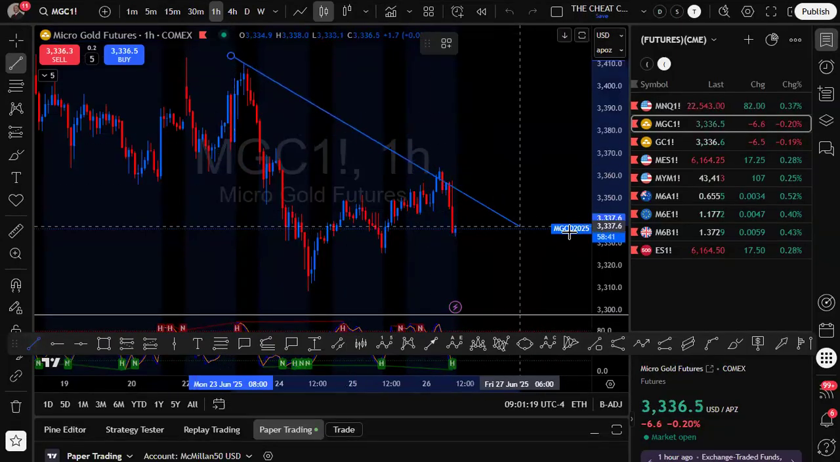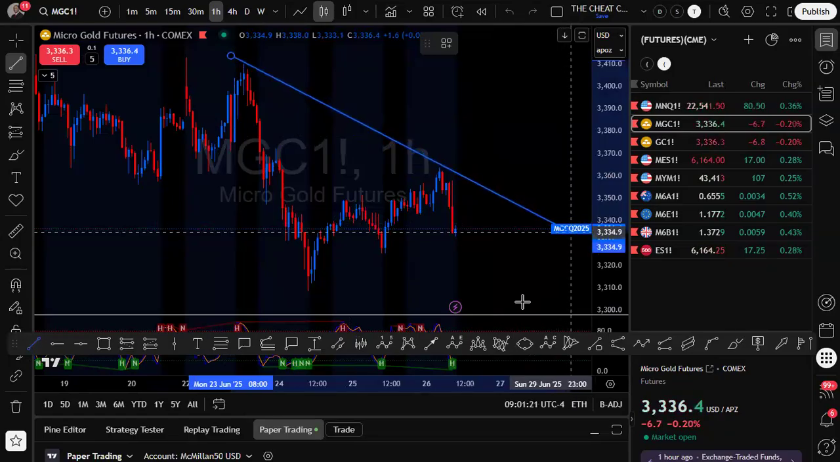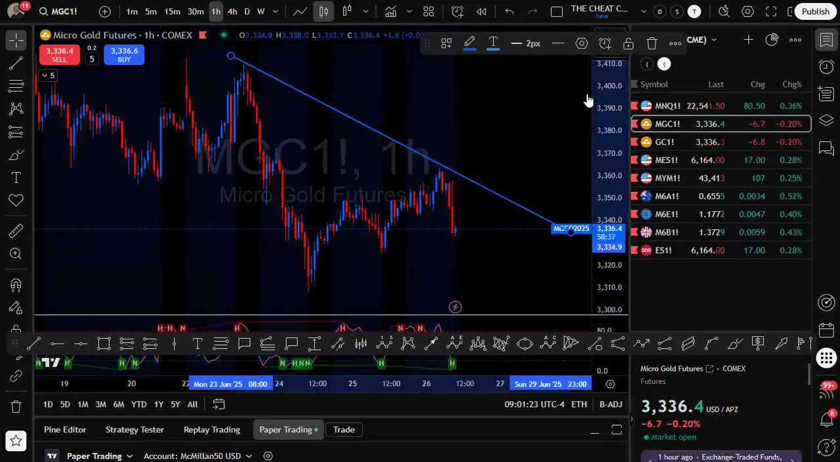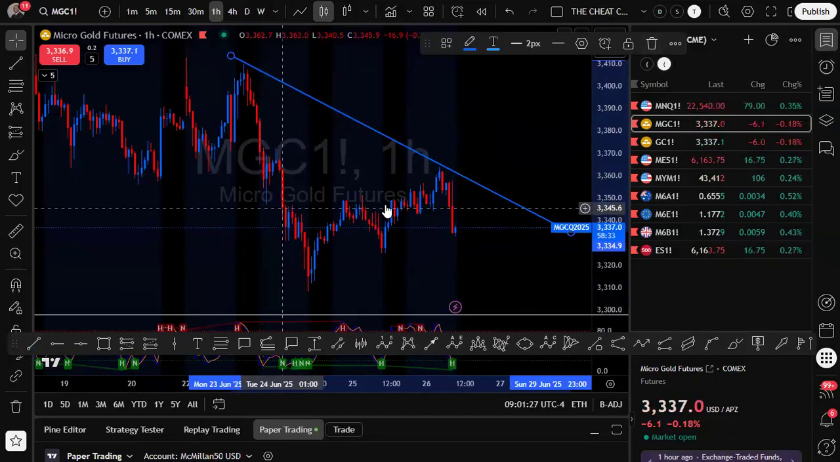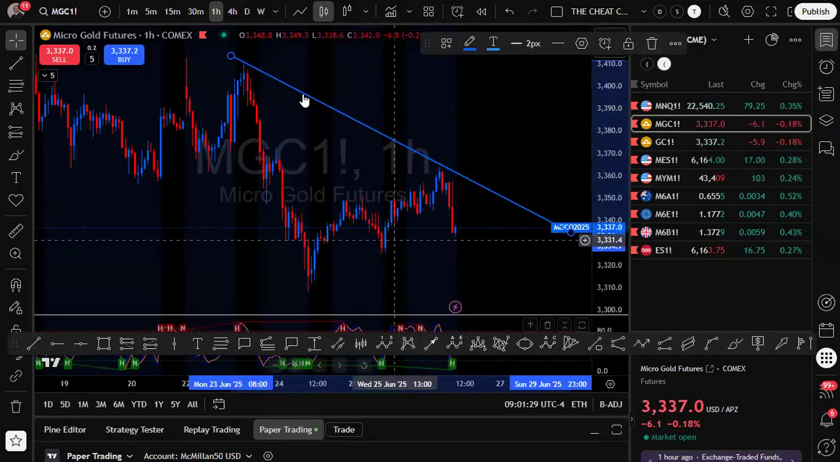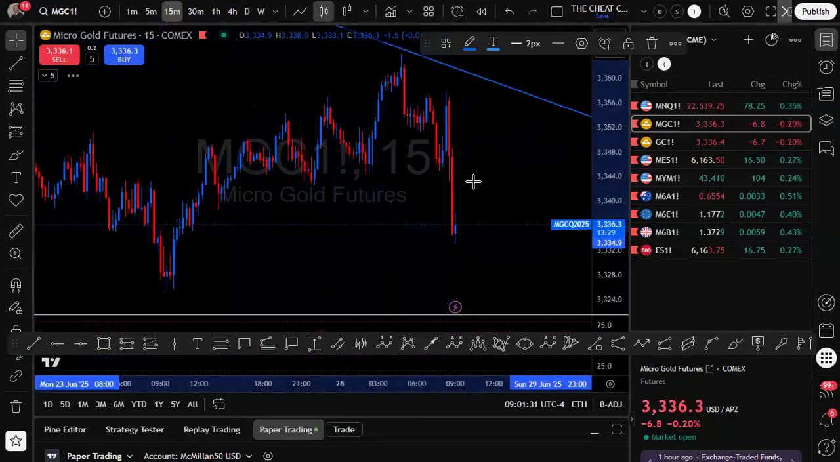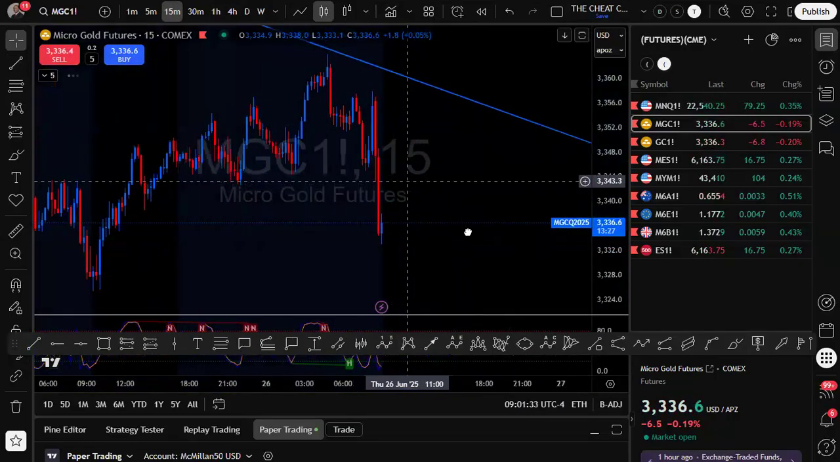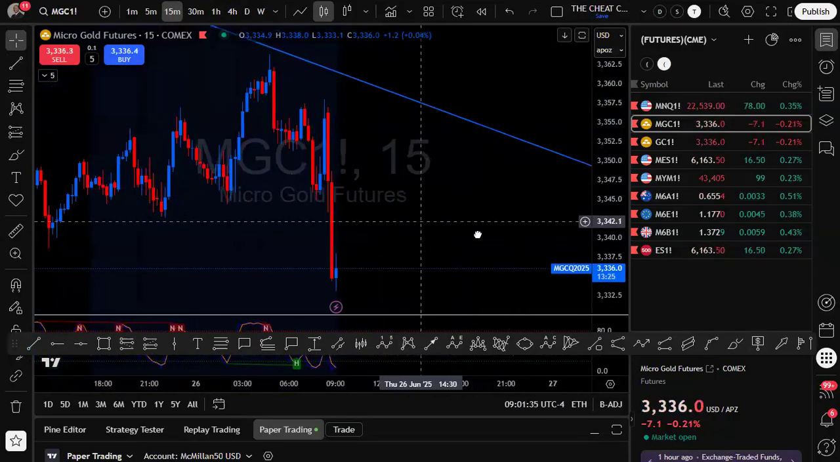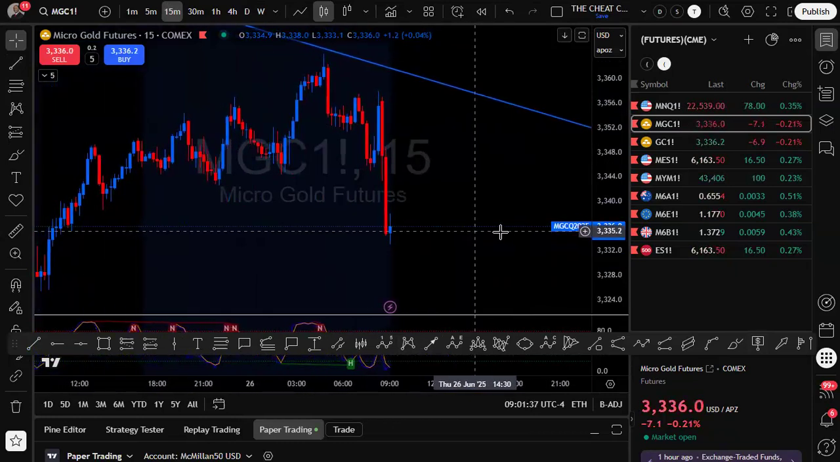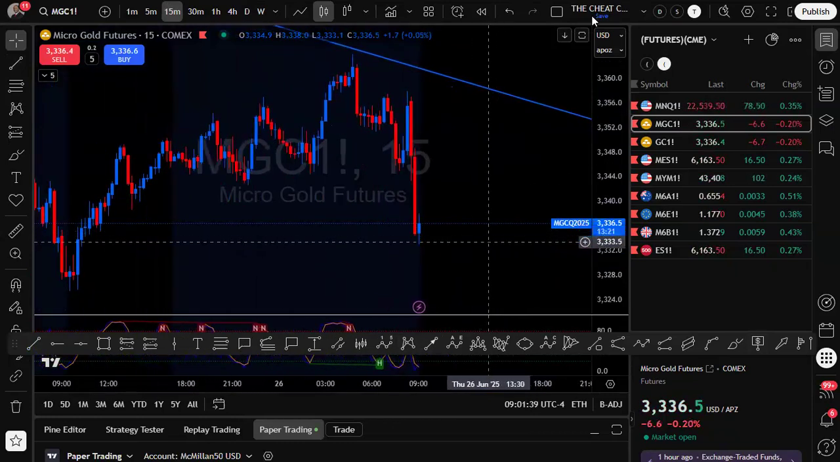Now, we have figured that out on the 1 hour time frame, and that's pretty much all we want to know. Now, when we go to the 15-minute, price actually dropped like I thought it would.